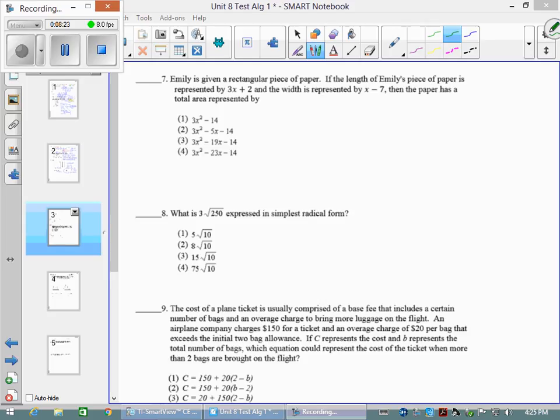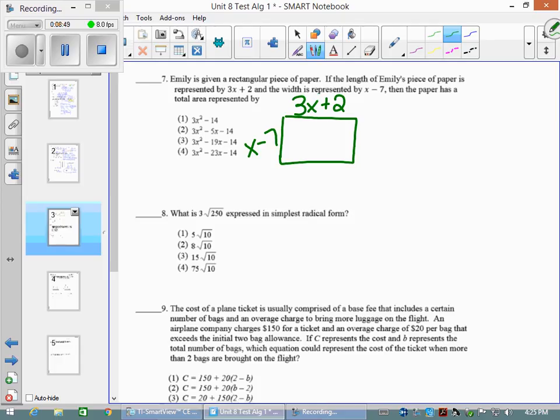On number 7, they say Emily is given a rectangular piece of paper, and the length of her paper is represented by 3x plus 12, and the width is represented by x minus 7. So as soon as they're telling me I'm talking about a piece of paper, I'm going to draw a rectangle, and I'm going to label these 2 sides. So I have one side is 3x plus 2, and the other side is x minus 7. They said they want to know the total area.